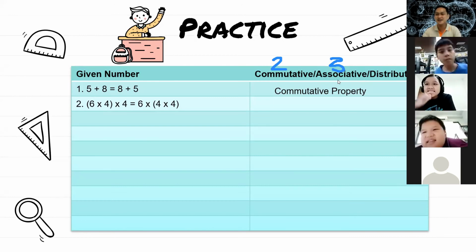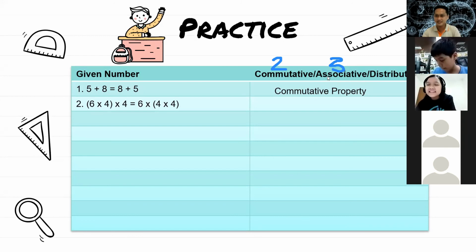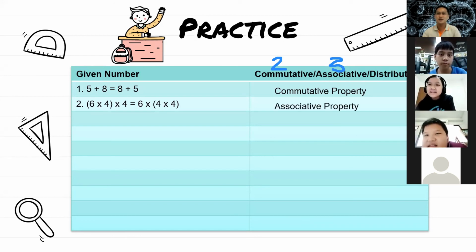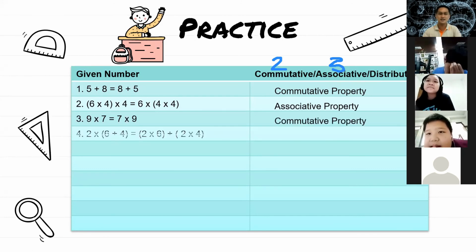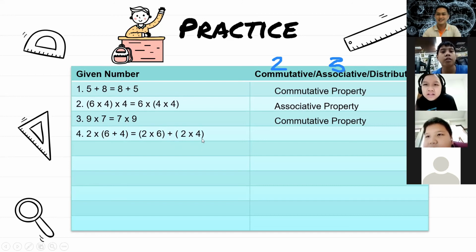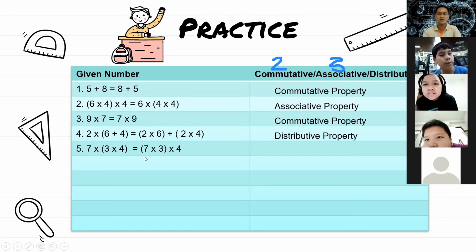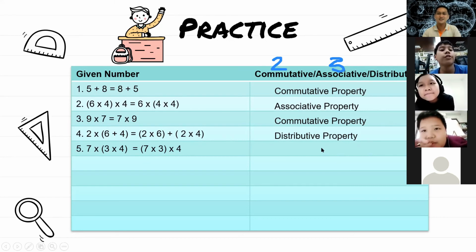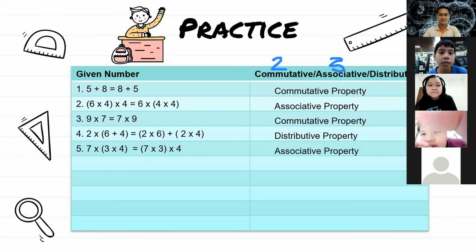Okay, this is associative. Can you say it again? Associative. Okay, this is associative property. Next, 9 times 7 equals 7 times 9. Anyone can answer? Commutative property. Very good. Number 4, 2 times 6 plus 2 times 4. Distributive. Very good. Next, 7 times 3 times 4. We have 3 numbers. Associative. Very good. Next, we have 5 plus 9 equals 9 plus 5.